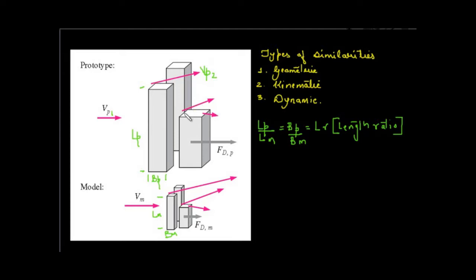These are the velocity vectors in the prototype, which show the direction as well as the magnitude of the velocities. Let us say that the corresponding velocity vectors in the model are Vm1 and Vm2. Now, we can say that both the model and prototype are kinematically similar only when these ratios, that is Vp1 upon Vm1, is equal to Vp2 upon Vm2.